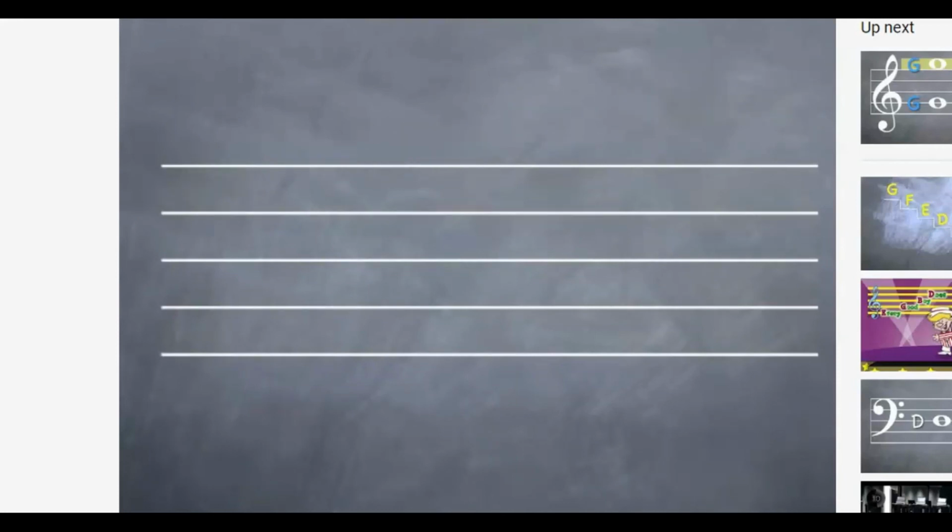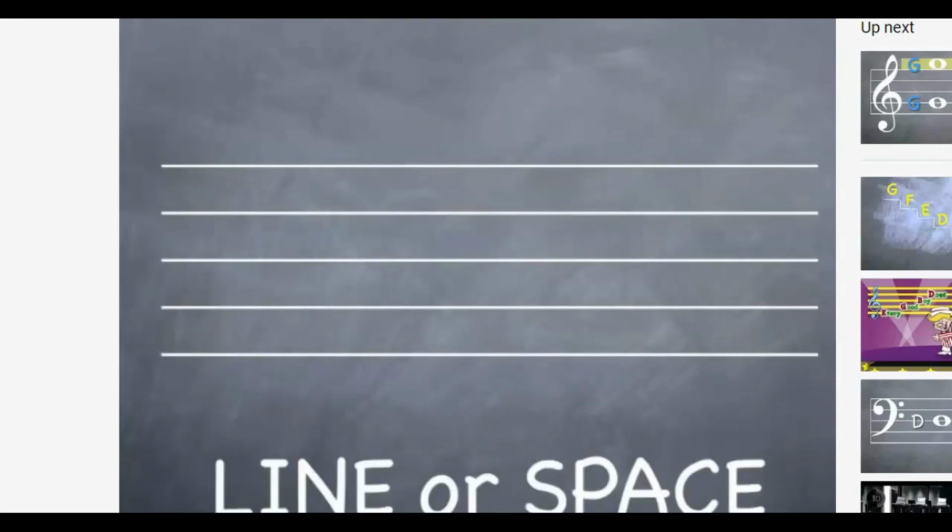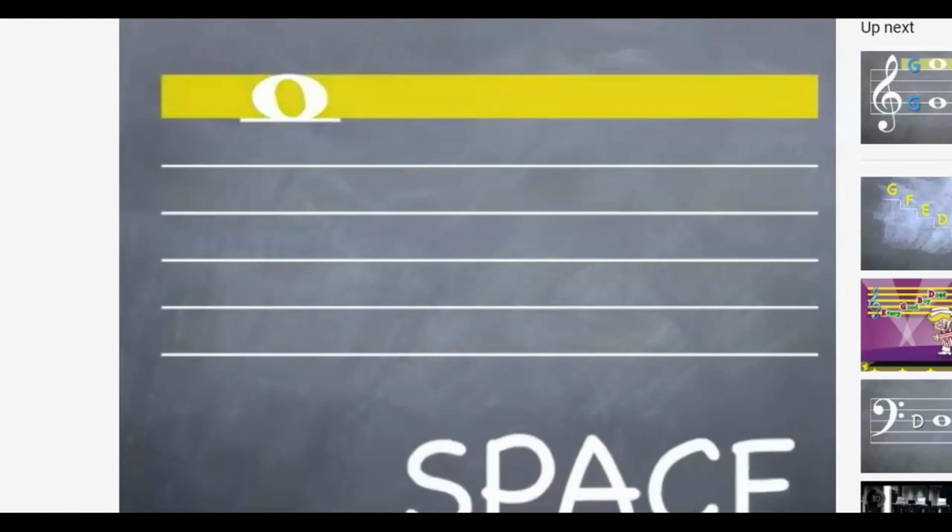Let's try our game of line or space again. What would you say for this note? On a line or on a space? Well, this note is sitting above a ledger line, but the ledger line doesn't go through the middle of the note. This note is on a space.